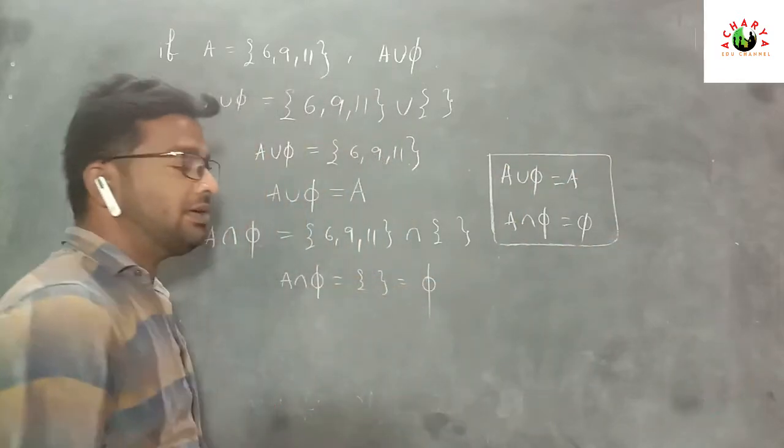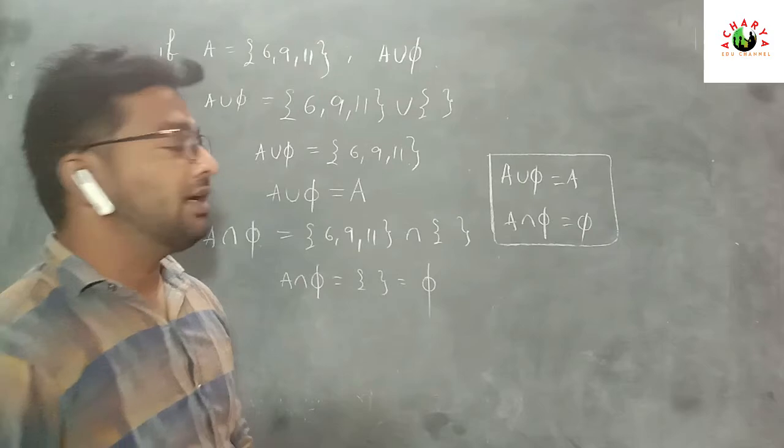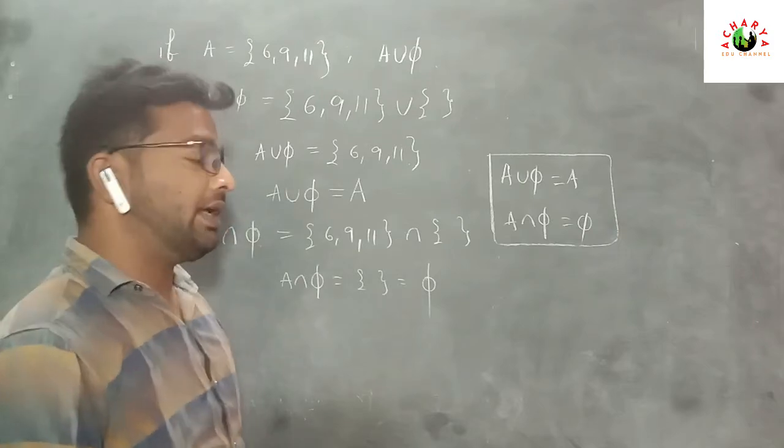A intersection phi equal to phi, and A union phi equal to A.